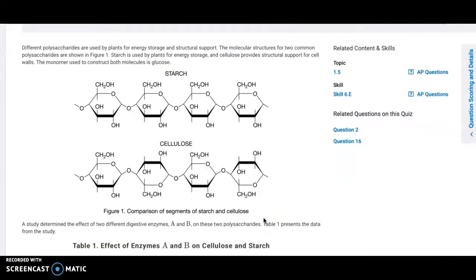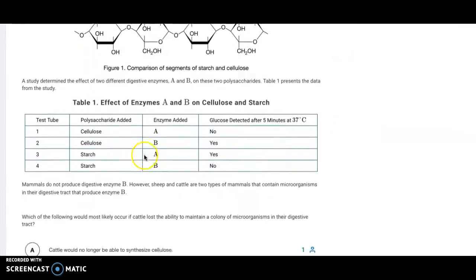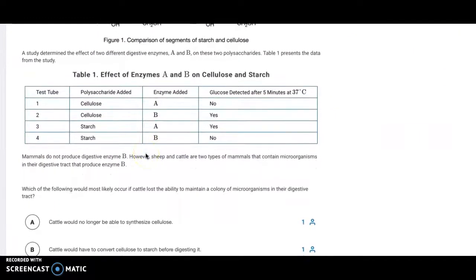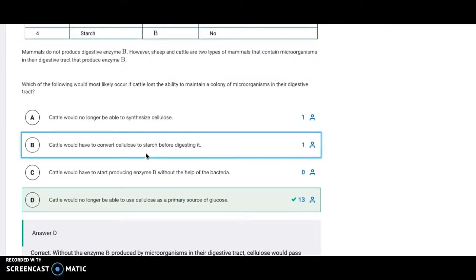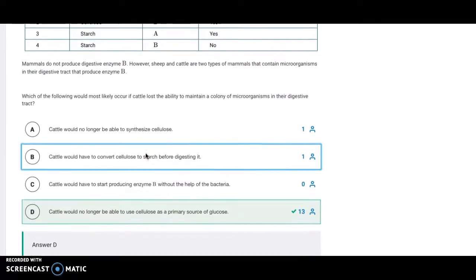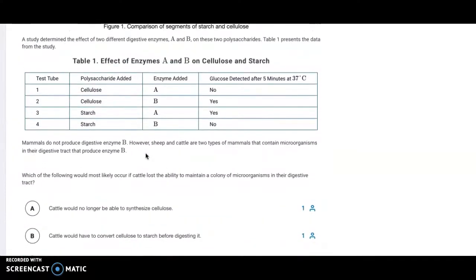Number 7, different polysaccharides are used by different plants. So same theme here. Which of the following could most likely occur if cattle lost the ability to maintain a colony of microorganisms in their digestive tract? And most of you selected the correct answer here. Cattle would no longer be able to digest cellulose. And that's what this reaction shows here.